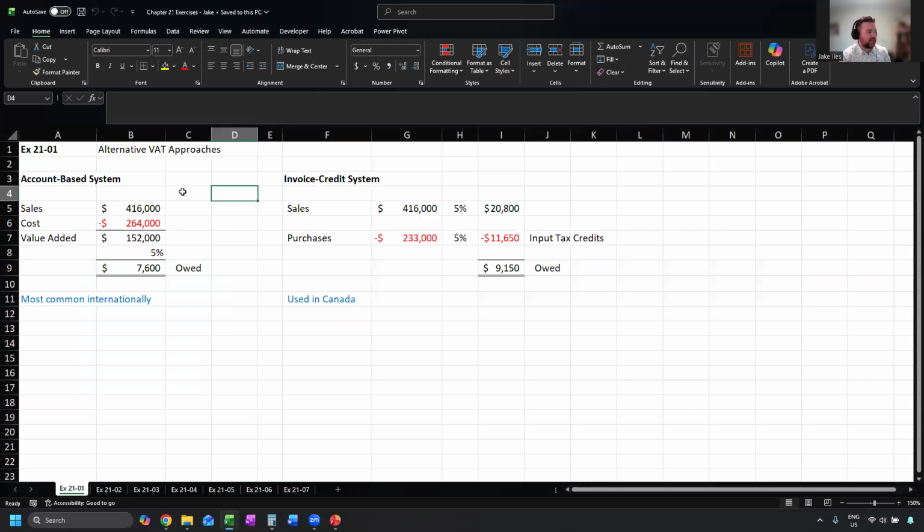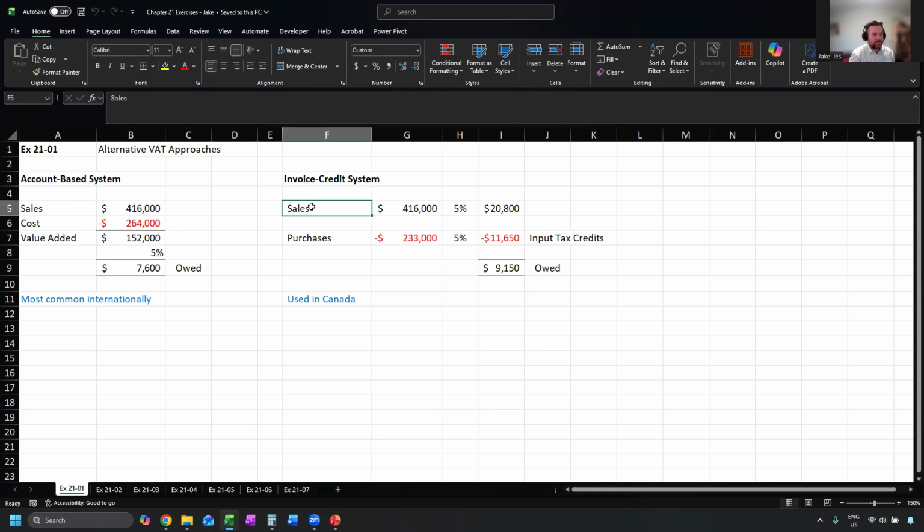So when we do each system, our sales is 416 in both situations. The cost of the account-based system is the cost of inventory sold, 264,000. So the value added was 152,000. 5% of that is $7,600. That's what Darwin owes the government.